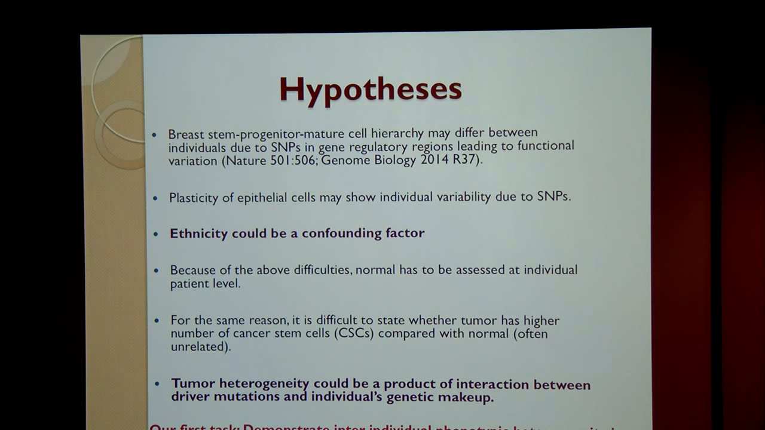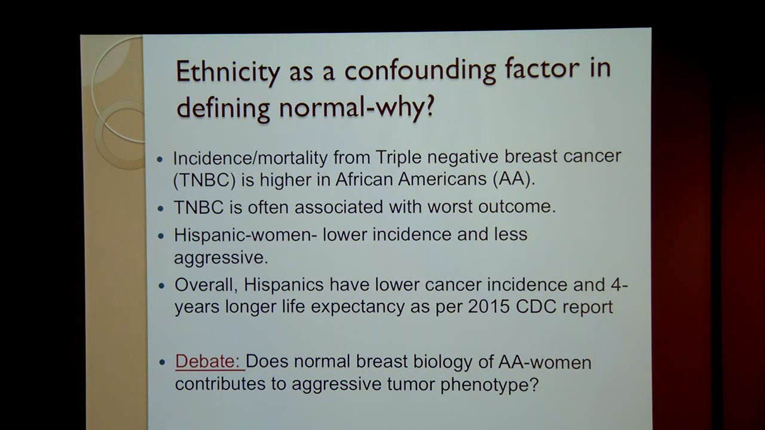Why is that? We know for many years that the incidence, or at least the mortality, from triple negative breast cancer is much higher in African American women, and it's always associated with the outcome. Hispanic women have a lower incidence of breast cancer and less aggressive. In fact, the 2015 CDC report showed that overall life expectancy of Hispanic women is 4 years higher, and they have overall less cancer. Now, does the normal biology of African American women contribute to aggressive phenotype? Whenever I tried to present this, I was always hammered, because people always thought it's the socio-economic factors which are the primary determinant of the outcome.